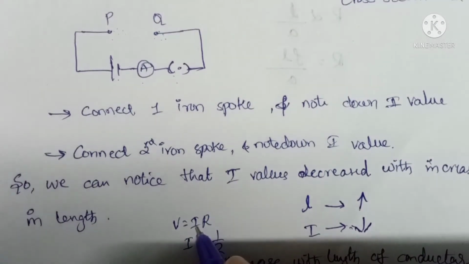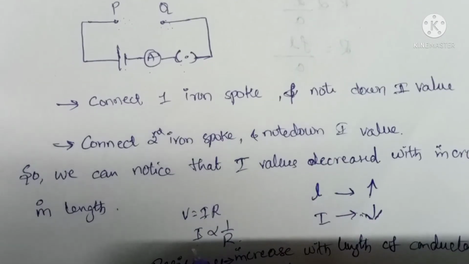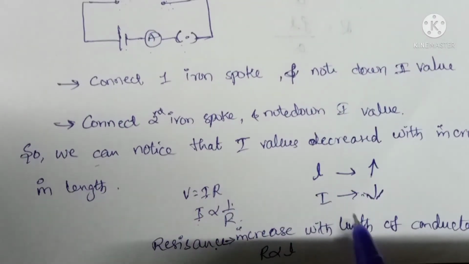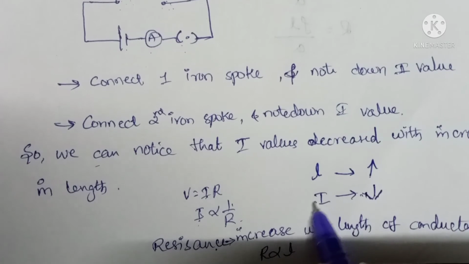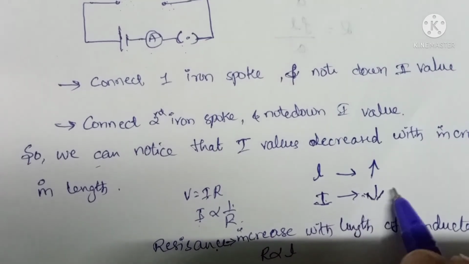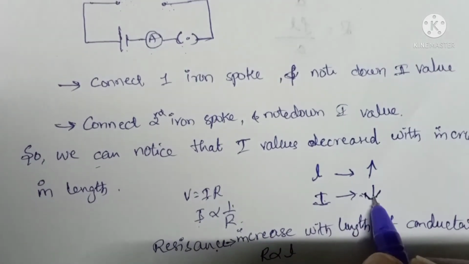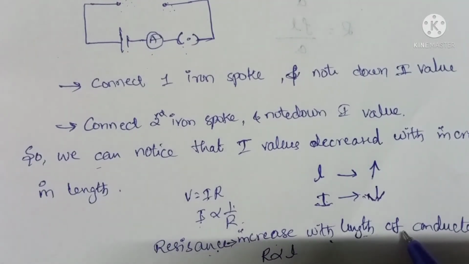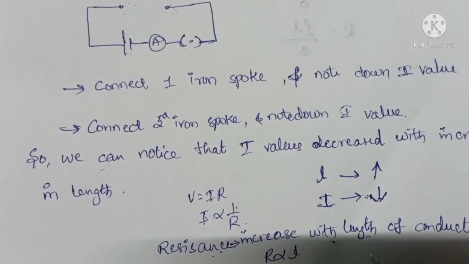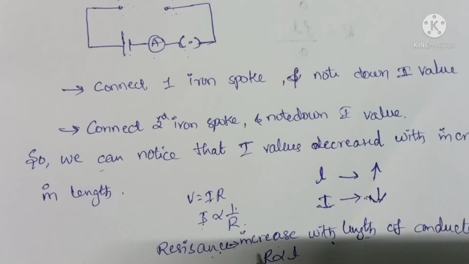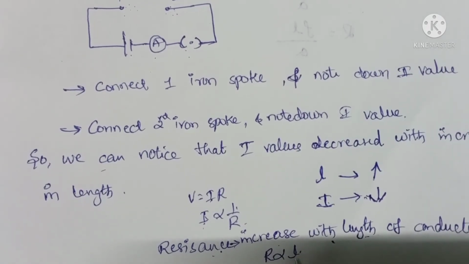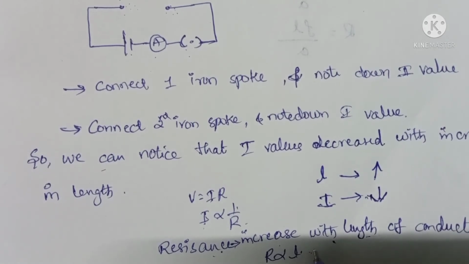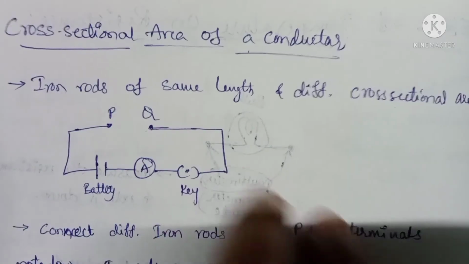And what is the relationship between current and resistance? Current is inversely proportional to resistance. Inversely proportional means when one increases, the other decreases. So current decreases, and so resistance increases with increase in length of the conductor. That means R is directly proportional to L. So as the length of a material increases, the resistance of that material also increases.